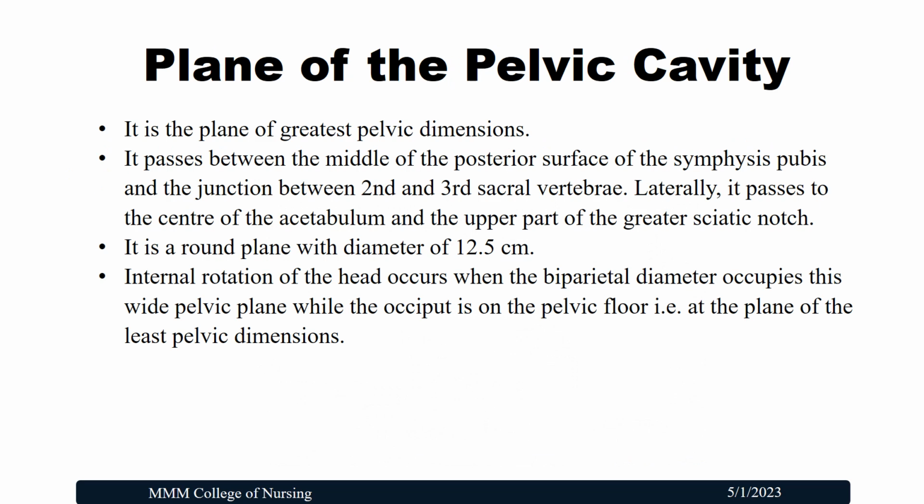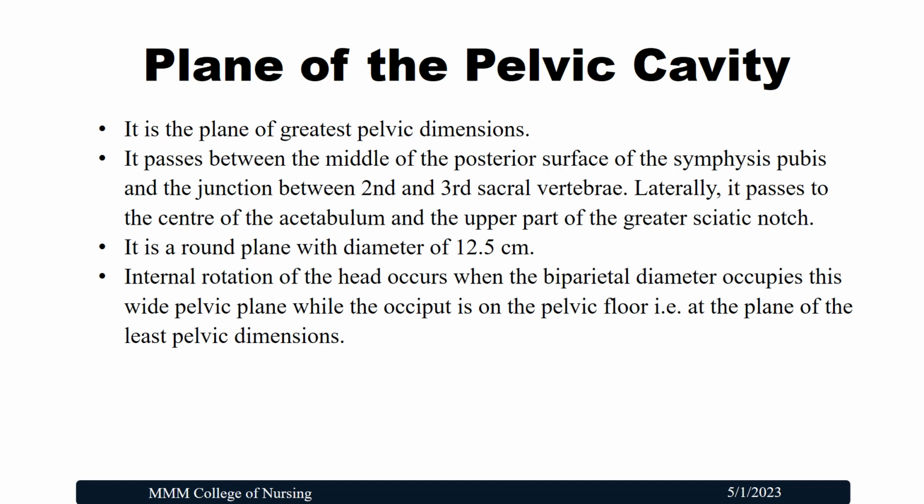And next is the cavity. Here we have touched the inlet with the pelvic brim. Now we have entered into the cavity, that is the tunnel-like thing. That is the true pelvis. In the cavity, it is the plane of the greatest pelvic dimension. It passes between the middle of the posterior surface of the symphysis pubis and the junction between the second and third sacral vertebrae. Laterally, it passes the center of the acetabulum and the upper part of the greater sciatic notch. And it is a round plane with a diameter of 12.5 centimeters.